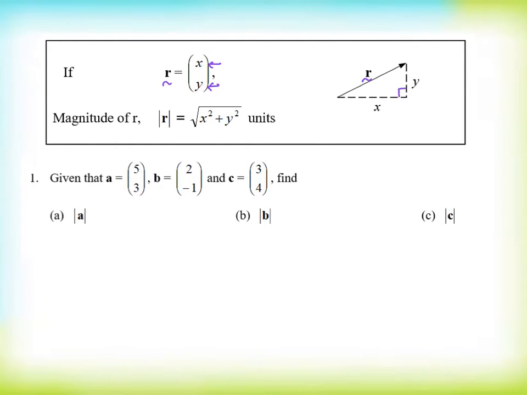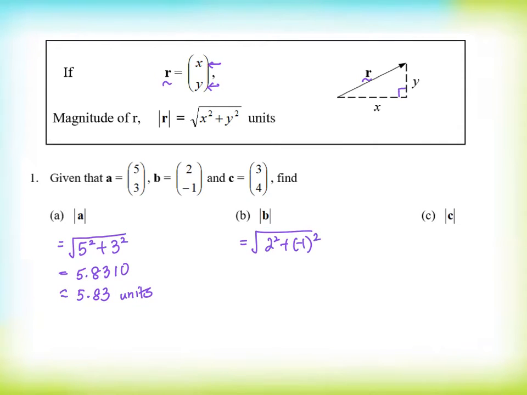So, given that A is (5, 3), find the magnitude of A. So that will be the square root of 5 squared plus 3 squared, and you get 5.83 units. Now how do we find the magnitude of B? It will be the square root of 2 squared plus negative 1 whole thing squared. Now we'll get the answer to be 2.24 units. And for part C, we should be able to get the answer 5 units. Have you gotten the answer?